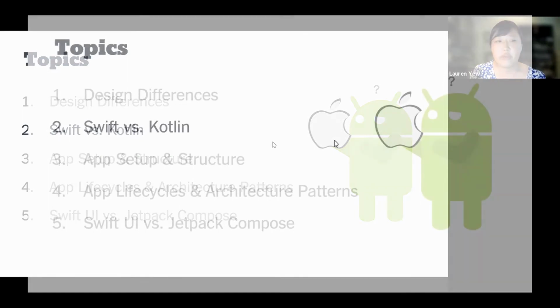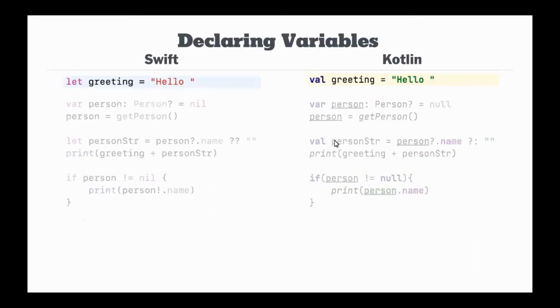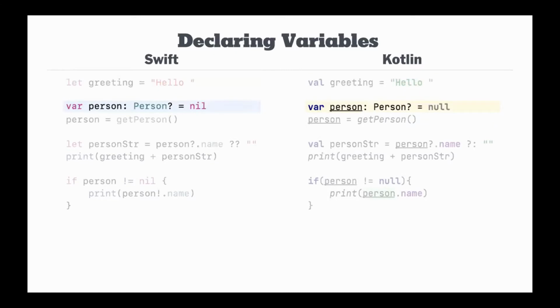Moving on, let's talk about Swift versus Kotlin. So let's start simple with declaring variables. Constant variables are declared with let in Swift, equivalent to val in Kotlin. And mutable variables are declared with var in both languages.